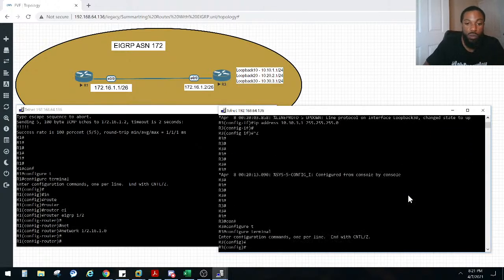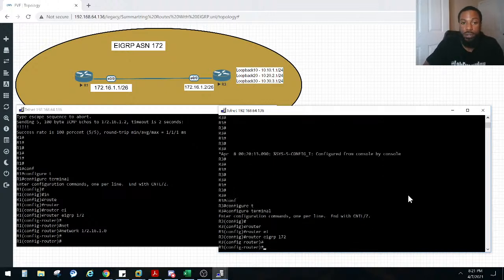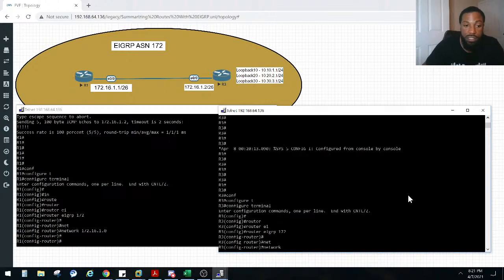We've got to do the same thing on this guy. Global config mode, router EIGRP. Y'all with me so far? Right? Y'all know how to do this. I think most of y'all are pretty sharp at this. But if not, then just ask some questions.